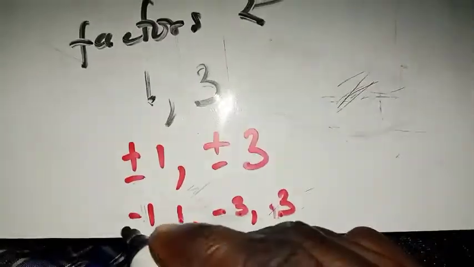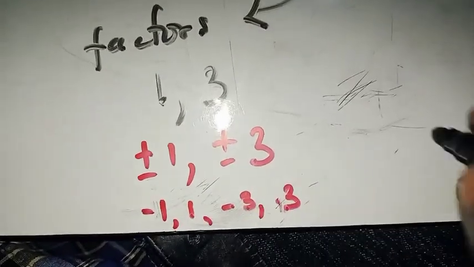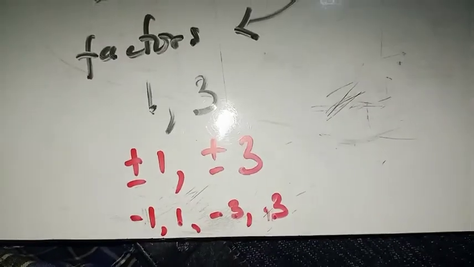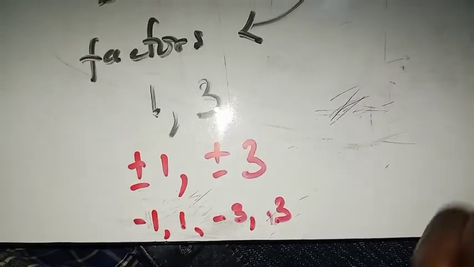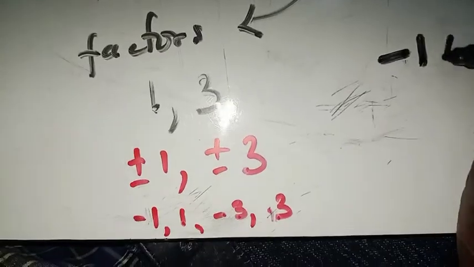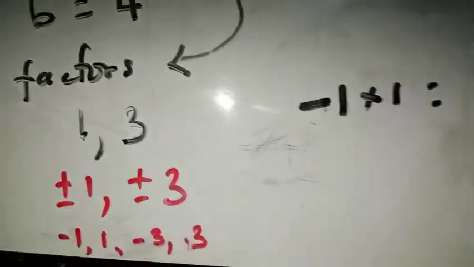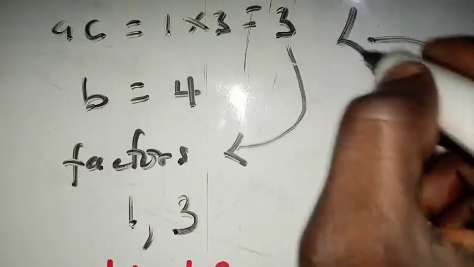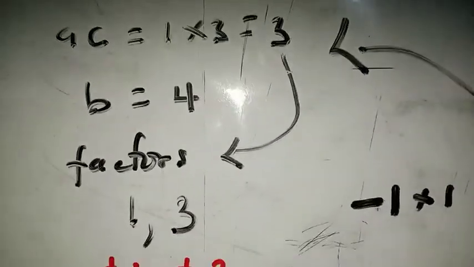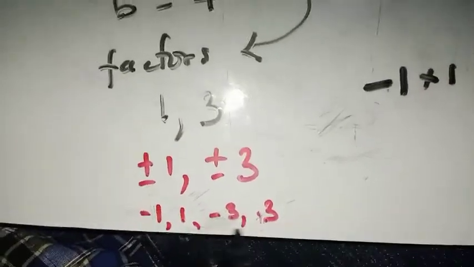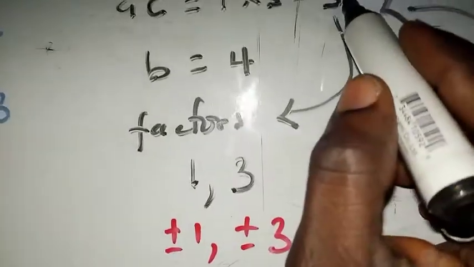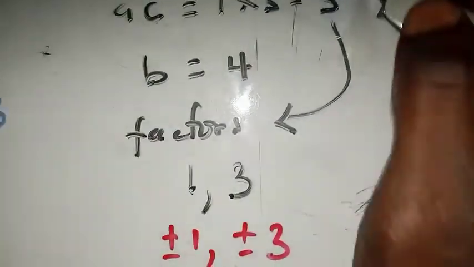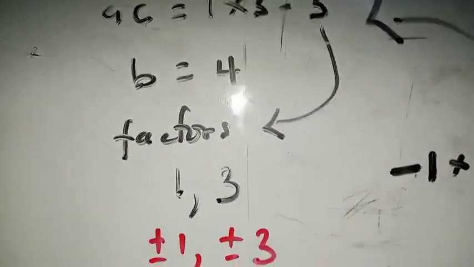If I go for negative 1 and positive 1, so it means that negative 1 multiplied by 1, the answer here should be negative 1, right? Which is not the same as this 3. Is that okay? So if you pick any of the two factors and multiply, you should have your 3, the answer to the AC, right? So which factors do you think? I guess you should pause the video and come back and comment.